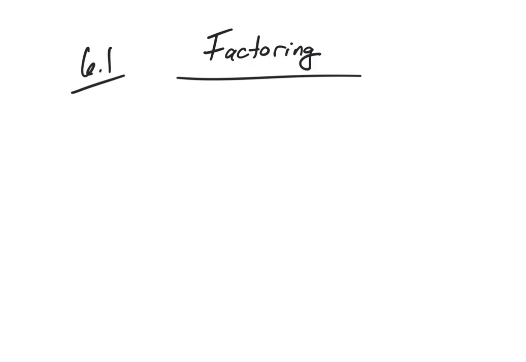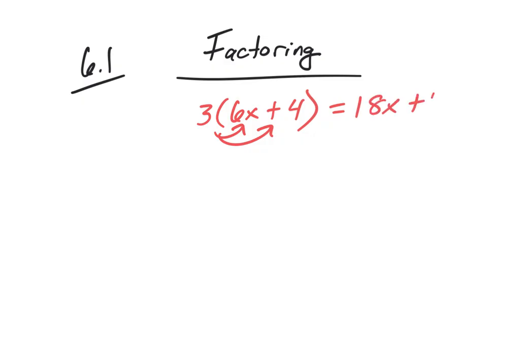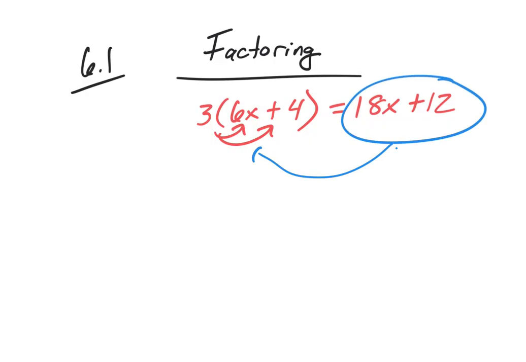So for instance, if I had a problem where I had 3 times 6x plus 4. This is a problem like what we did last chapter, right? We would take 3, we would distribute it, and that would give me 18x plus 12. But now what we're going to do is we're going to be given this as our beginning point, and we're going to go backwards to figure out what are the two things that would multiply to get me that.